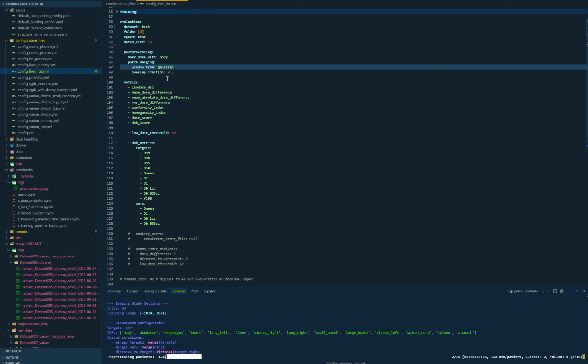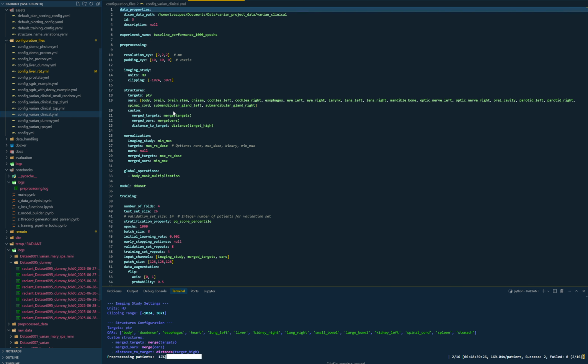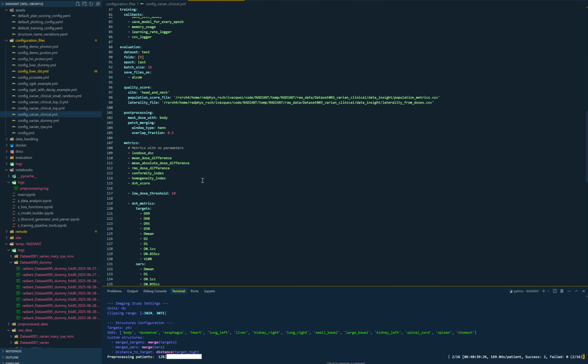So the different windowing types that you can use: Gaussian, hann. I think the one that I've had the most success with is actually a hann window. So that's what I would recommend. So this one over here. So I would recommend using that one.